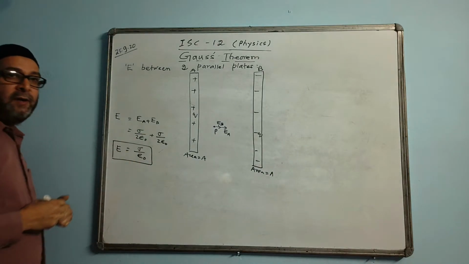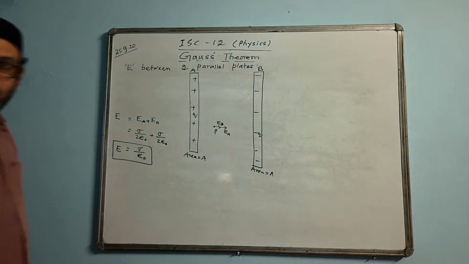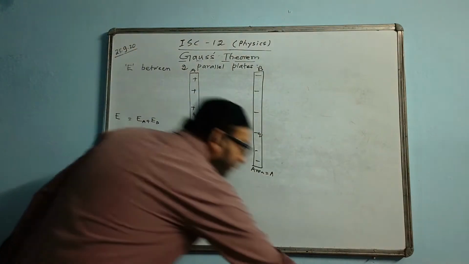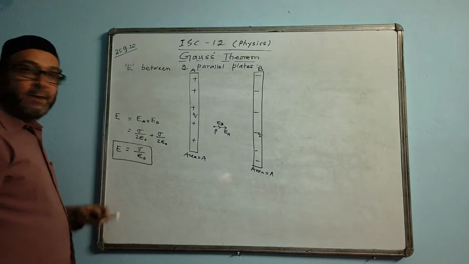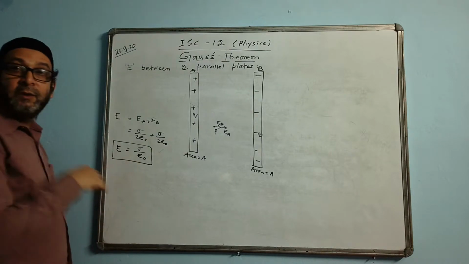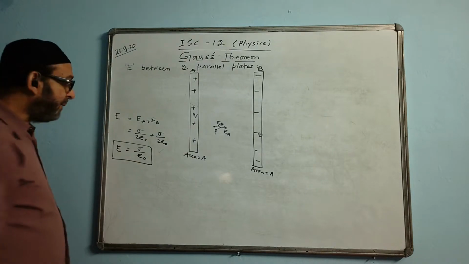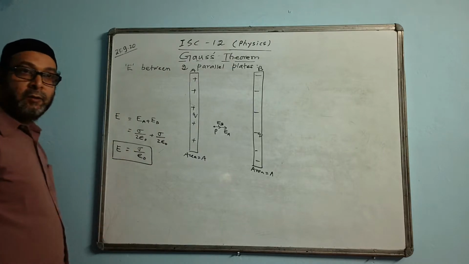This is the formula of electric field between plates having opposite kinds of charges. This is the value of the electric field in between the plates. This formula is important, as we will be using it in the next chapter, the capacitor chapter, so you have to remember it now.